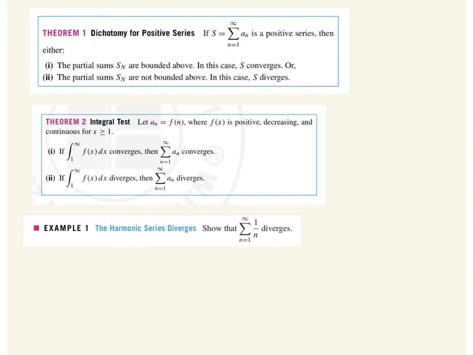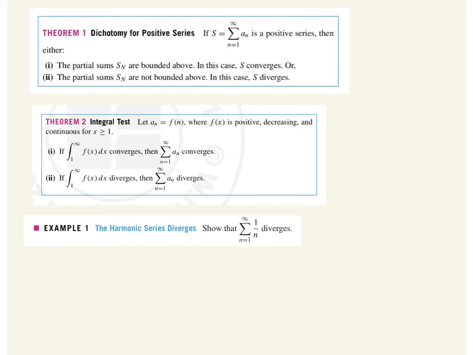This is a test that we're definitely going to use. Let a sub n equal the function with respect to n. So think of it more as a function and not just a sequence or series, where f of x is positive, decreasing, and continuous for x greater than or equal to 1. Those three circumstances have to be true. If the integral from 1 to infinity of f of x dx converges, then the summation of a sub n also converges. So the unbounded area comes to a finite answer, then the summation comes to a finite answer.